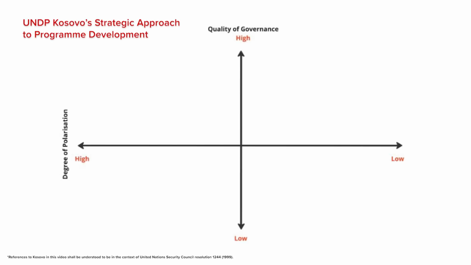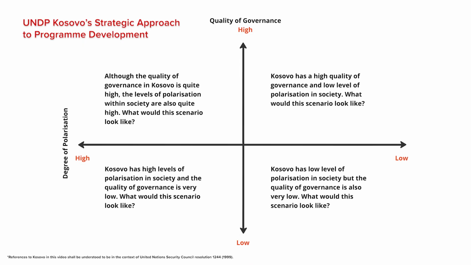The third step is to pick two key uncertainties to create a 2x2 grid. For each of your uncertainties, put extreme opposite outcomes at the end of each axis. When the extremes of the uncertainties are combined, you should create novel scenarios in each of the four quadrants. In this example, the UNDP Kosovo team used two key uncertainties: the quality of governance and the degree of polarization in society, to develop a 2x2 matrix that created four distinct scenarios.